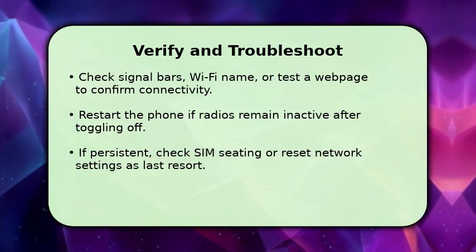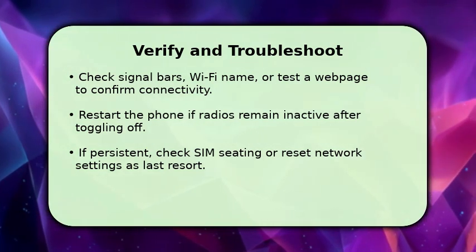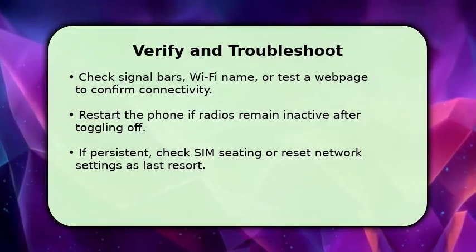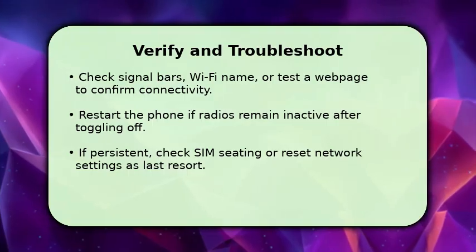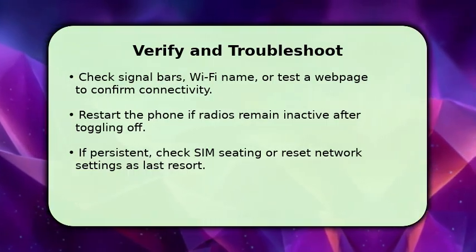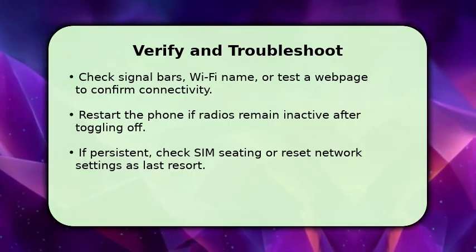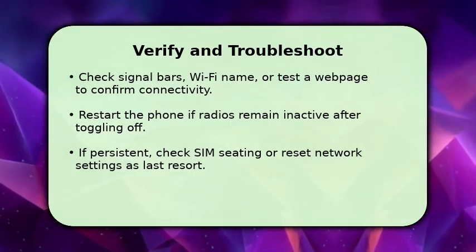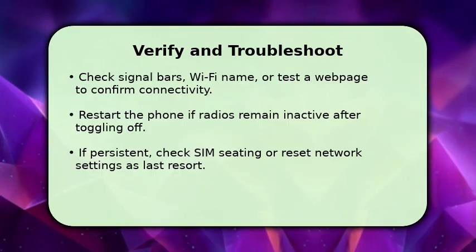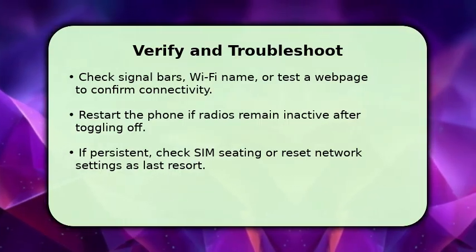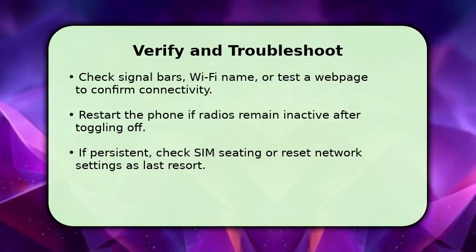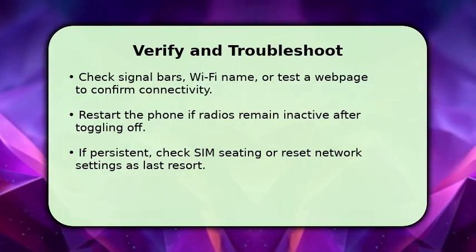If radios still seem dead after toggling, restart the phone. This often resets hardware radios. Make sure the SIM is seated correctly if cellular won't return, and as a last resort, reset network settings, which clears saved networks and VPNs but typically fixes stubborn radio issues. If problems persist, contact carrier support for a possible provisioning or SIM replacement.